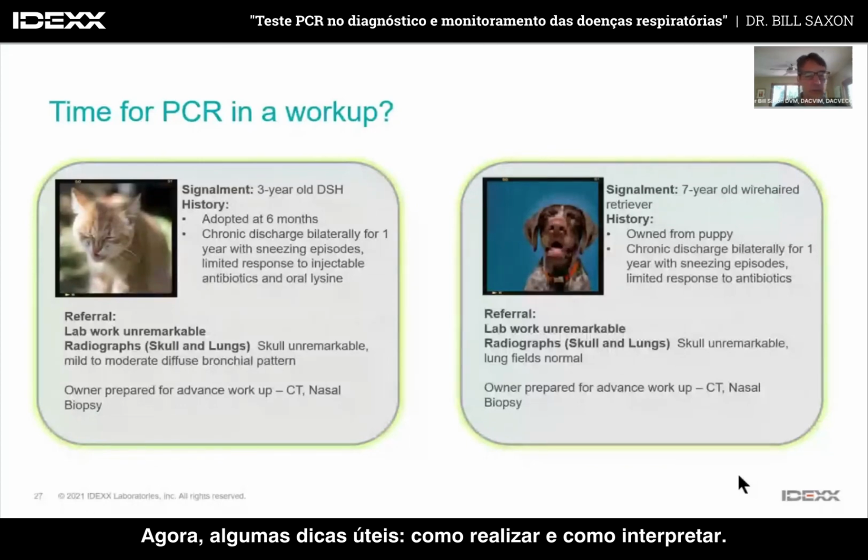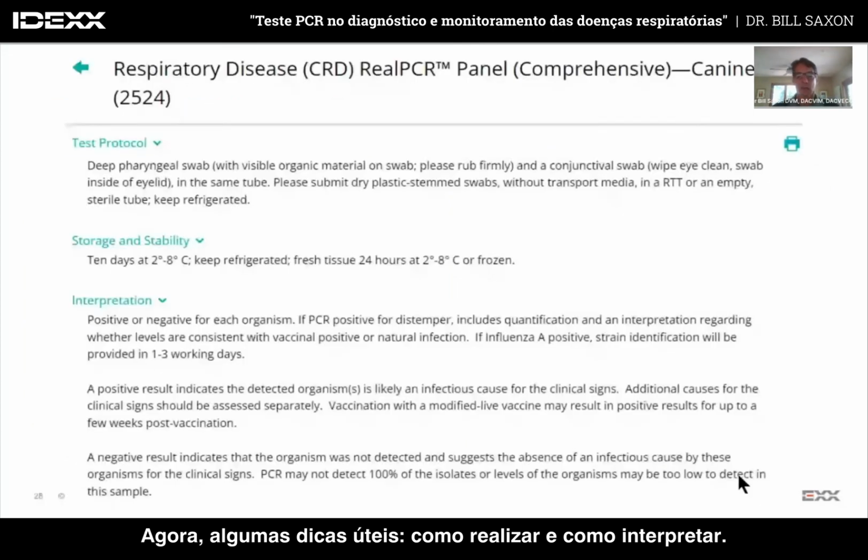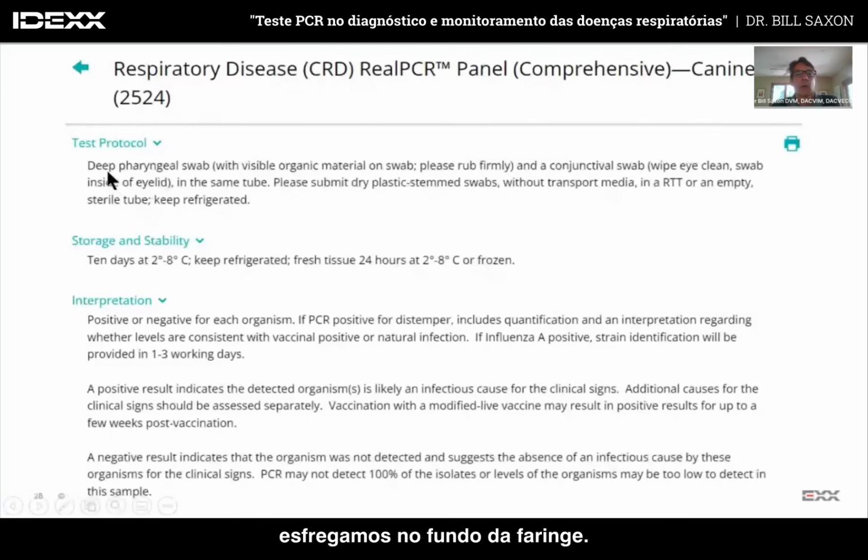Now, here's what's helpful. How do you do it? How do you interpret it? If anybody has VetConnect Plus, it's all there. I just copy this out of VetConnect Plus. And the key here, I'm not sure you can see my pointer: when we do upper respiratory tract PCRs on dogs and cats, we do both a deep pharyngeal swab, look for visible organic material, please rub firmly, that's so important, and a conjunctival swab with a cleanly wiped eye on the inside of the eyelid. Okay, so 2 samples, same tube. And then we have interpretive comments here. So it's all there, basically.